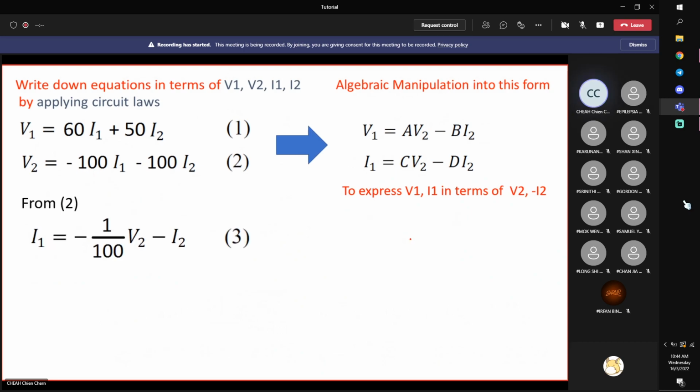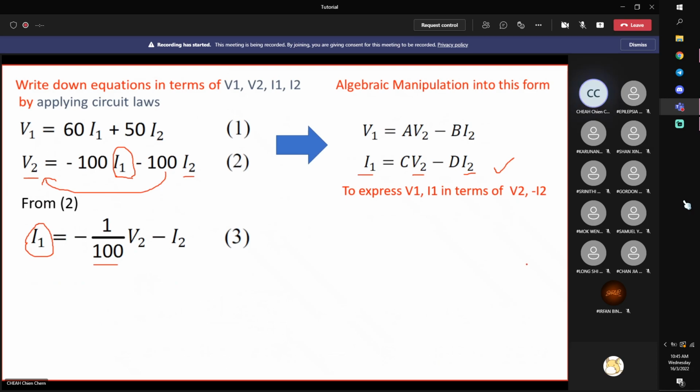Okay, if you compare the equations, again, equation 2 is good because you have all the 3 parameters that you want, right? So I just need to turn I1 in terms of the other 2. Just move this to the other side of the equation, divided by negative 100, I can get my equation 2 of the hybrid models.